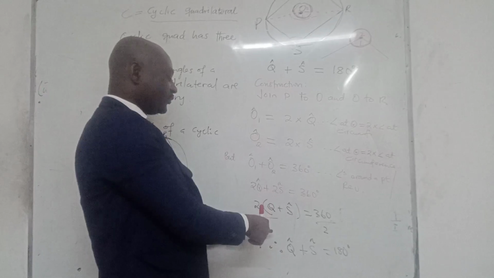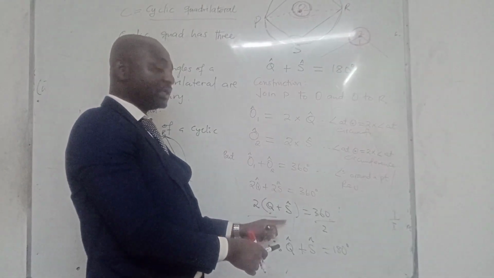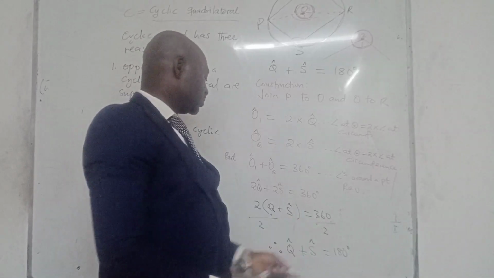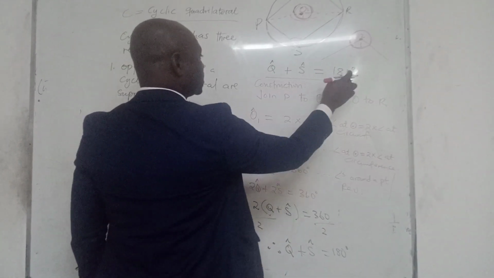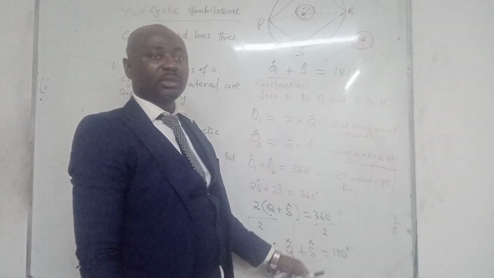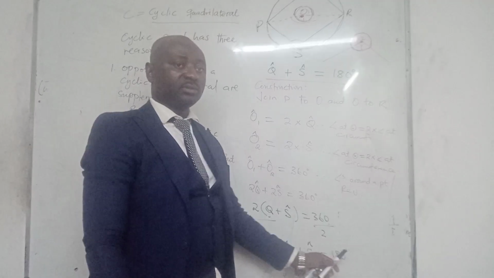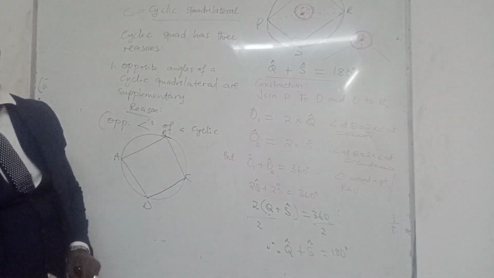Then you take a common factor. What is the common factor? 2. So what will be left? Q plus S in the bracket is equal to 360. We want to prove this. So whenever you want to get 180 from here, divide this side by 2 and that side by 2. So Q plus S is equal to 180. Then that theorem is proved.